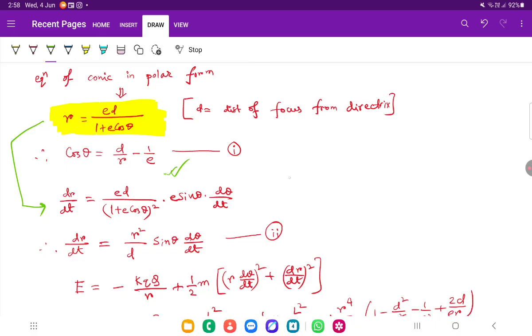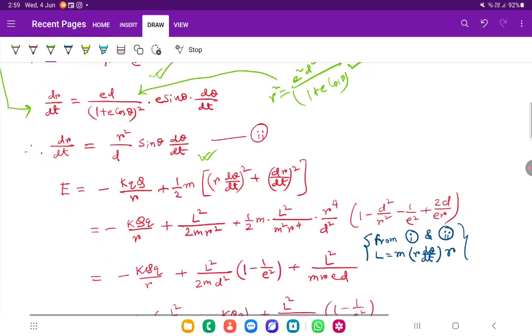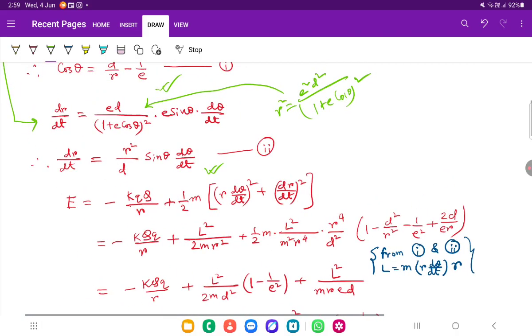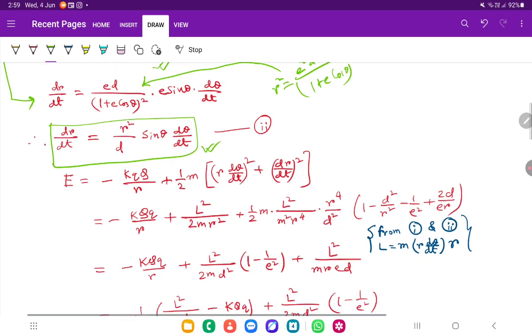And using that original equation, r square equals e square d square upon (1 plus e cos theta) whole square, we can substitute using this one. Here you can simplify the dr dt value a bit and we will get to this one. The dr dt equals r square by d into sin theta d theta dt. Right, I'm keeping it here, but we'll require this value later. I'll come back to this.